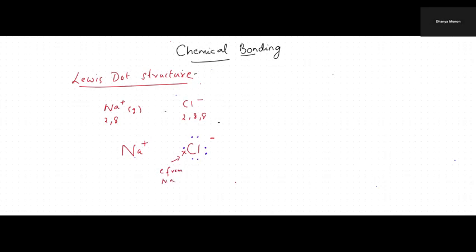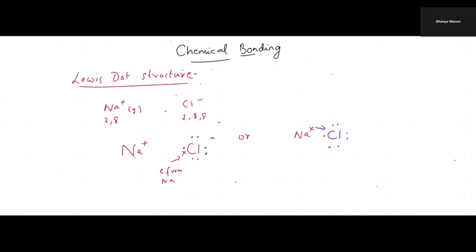This is one way of representing the Lewis structure, or you can also represent like this: sodium and chlorine. 1, 2, 3, 4, 5, 6, 7, like this. You can either show the process, or after the process has happened, what do you get? You can represent either way. Okay. So this was the Lewis dot structure of sodium chloride.